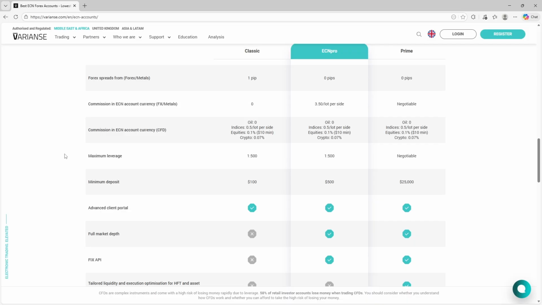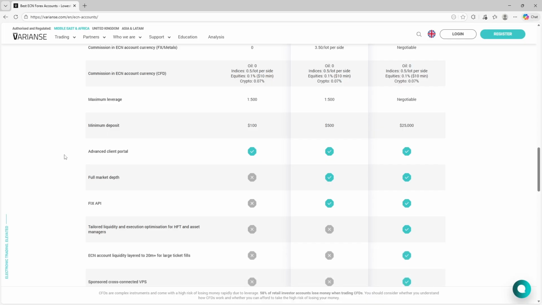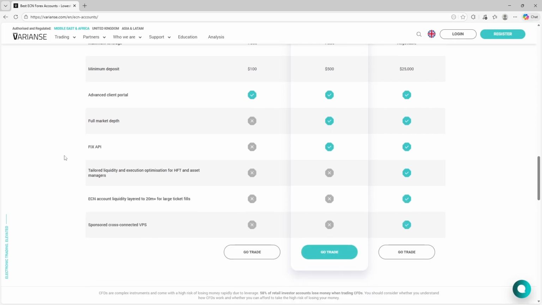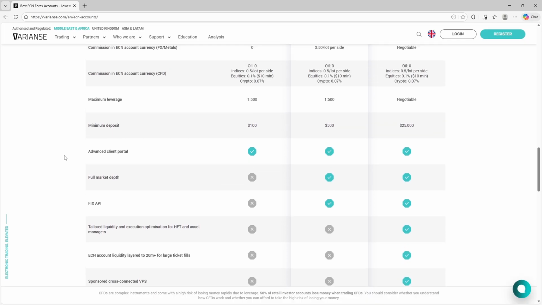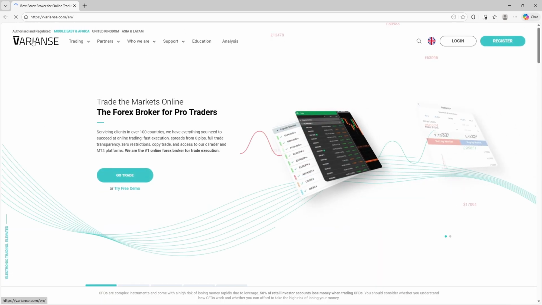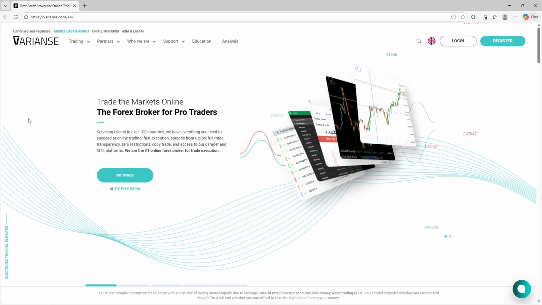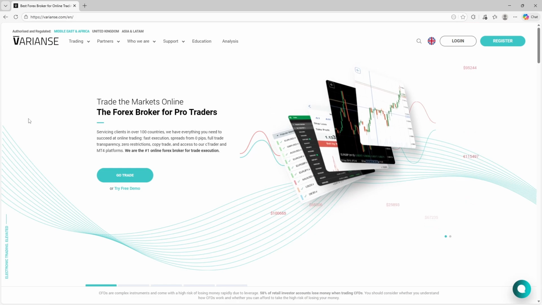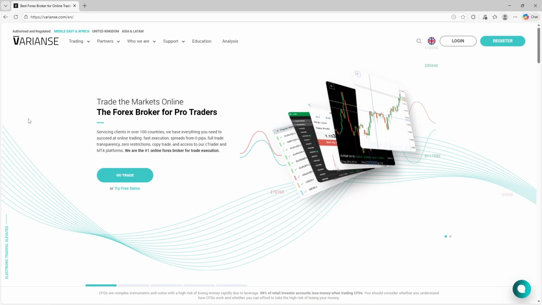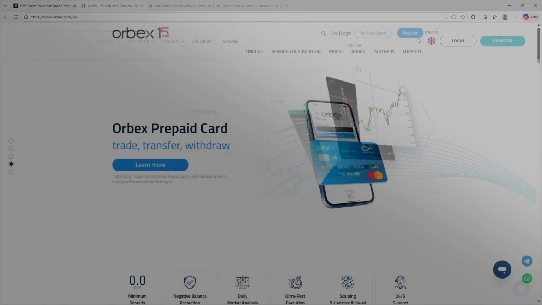Leverage can go up to 1 to 500 depending on region, and minimum deposits scale across tiers from relatively low on Classic to substantially higher on Prime. Overall, Varianse's structure rewards execution discipline, trading volume, and professional style strategies rather than casual or purely experimental trading.